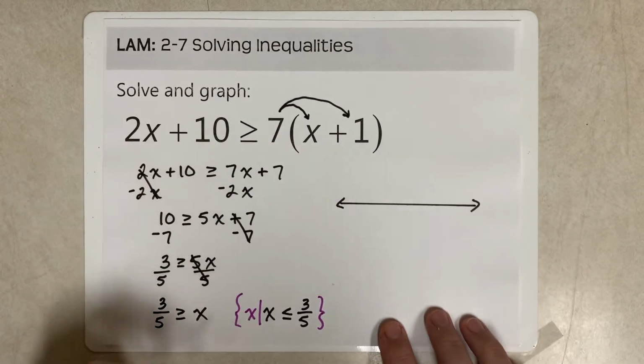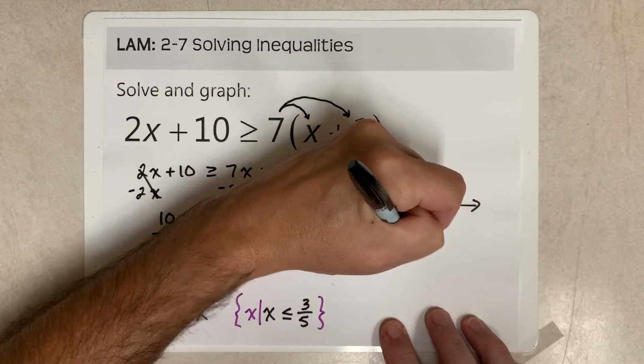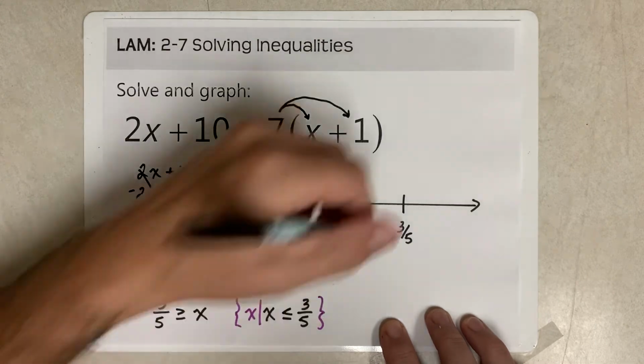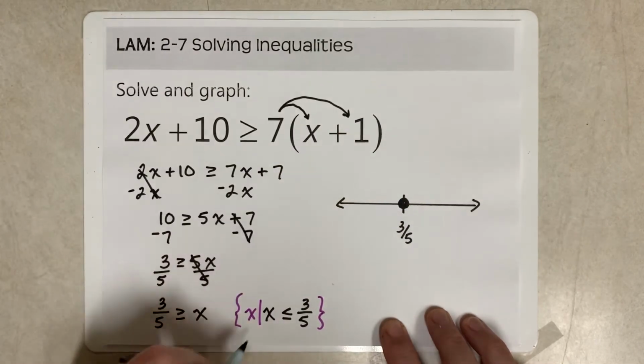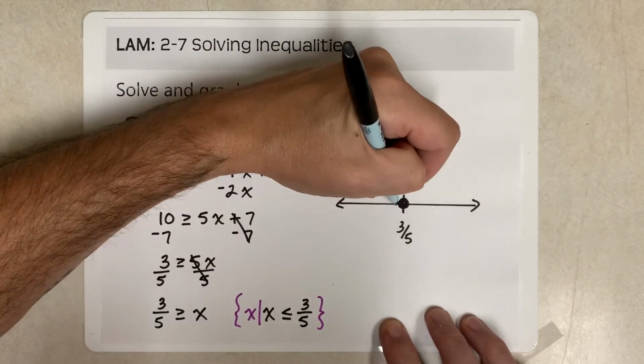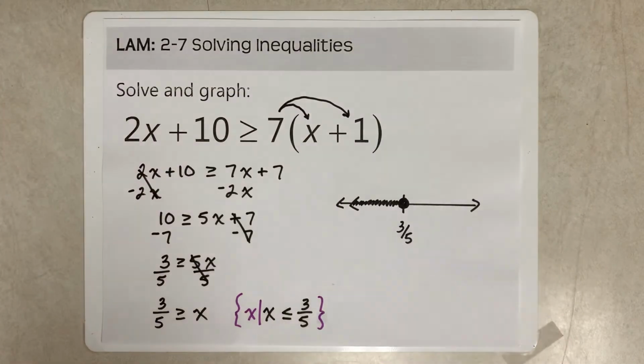Okay, so this time I need 3/5 in the middle. And I need a closed circle. And I need everything less than or equal to, so we're going to shade to the left. Just like that. And that one is done.